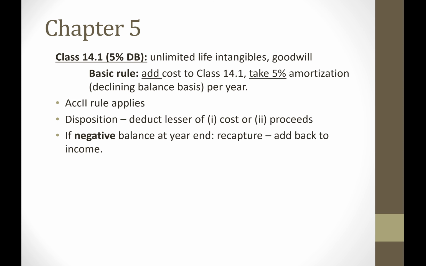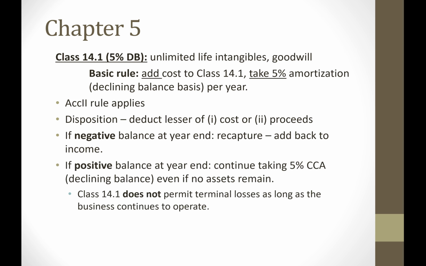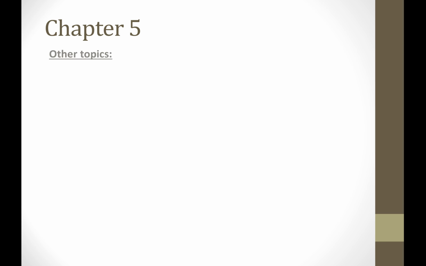Now, one of the biggest differences is that if there's a positive balance at the end of the year and there are no assets remaining, there is no terminal loss. As long as the business continues to operate, they just continue taking 5% CCA on that positive amount. So that's one of the biggest differences with Class 14.1. Moving on to the next slide, some other topics in Chapter 5.